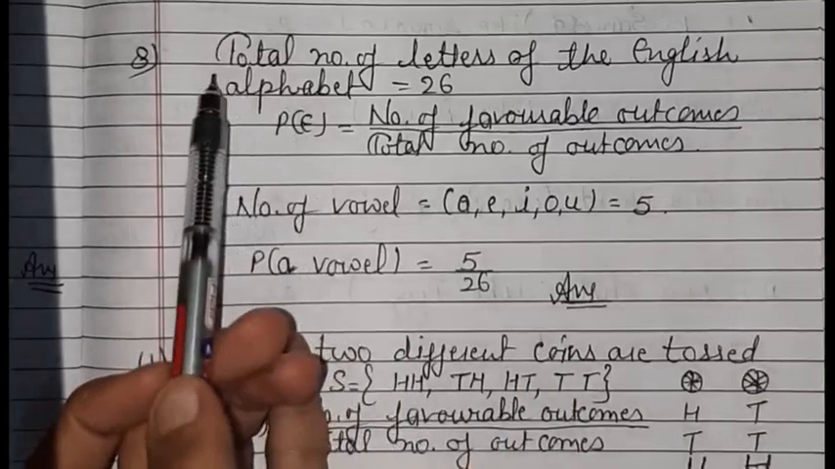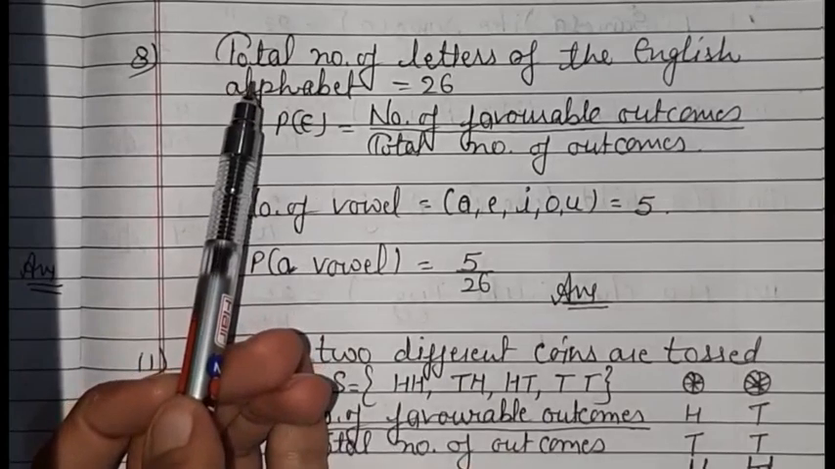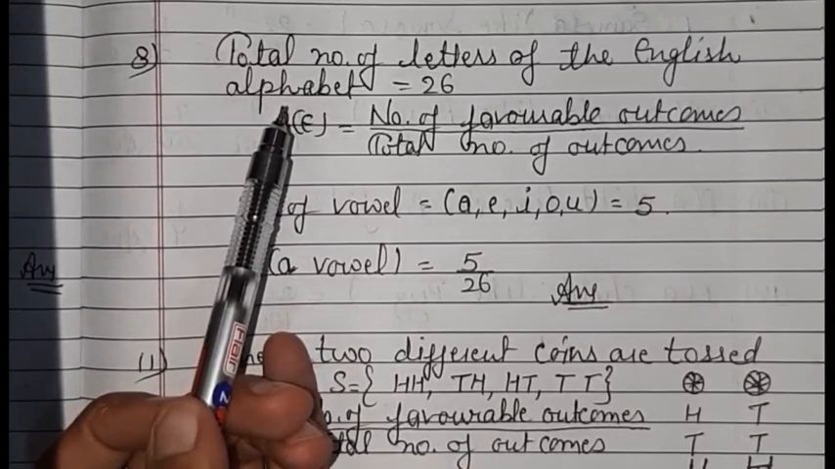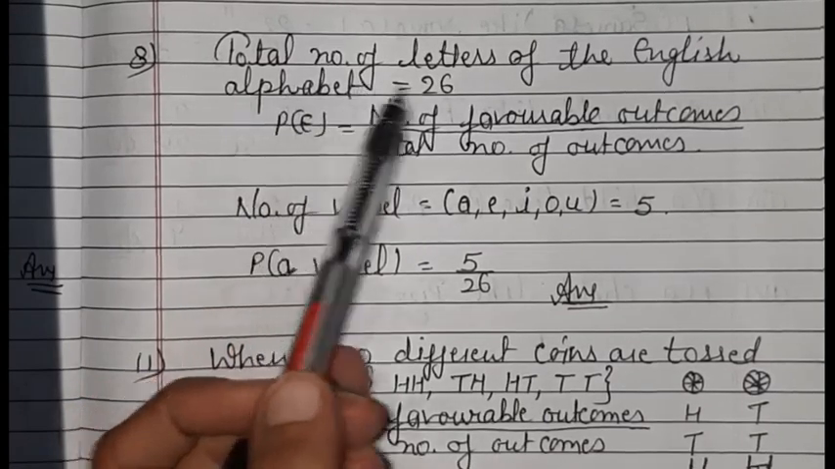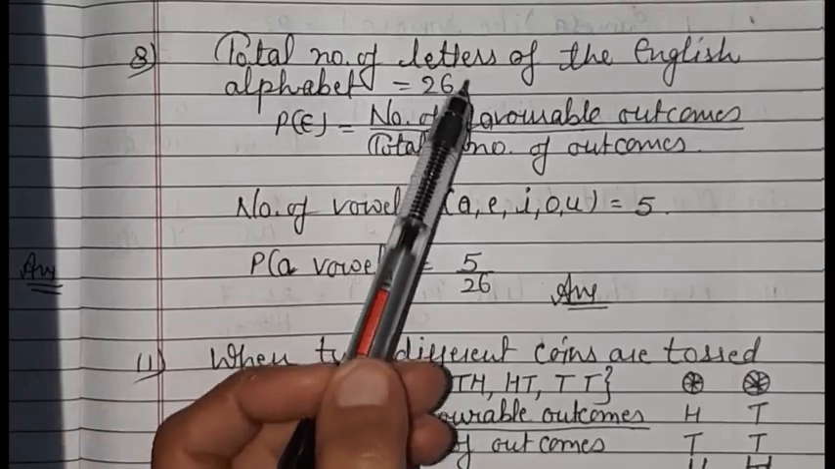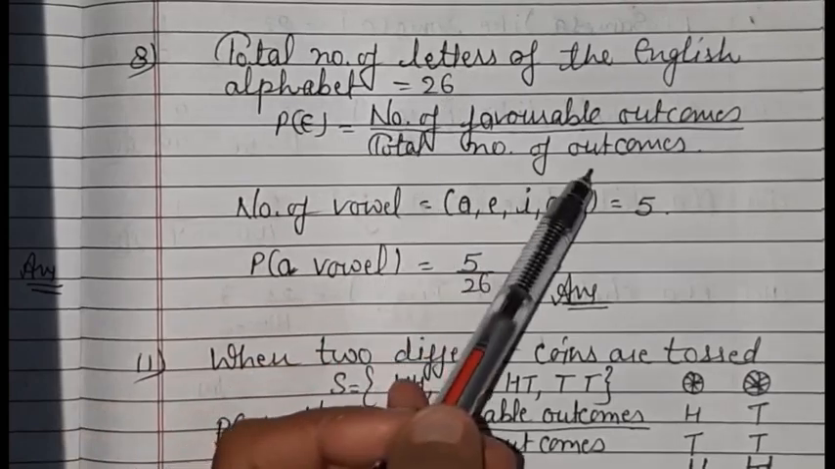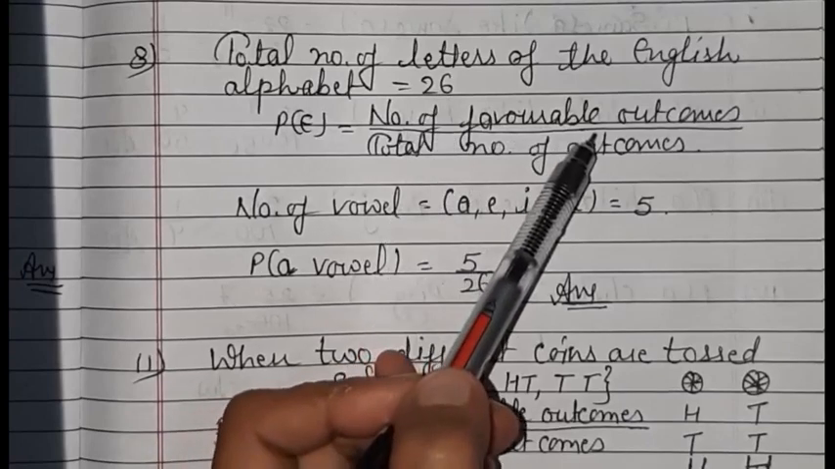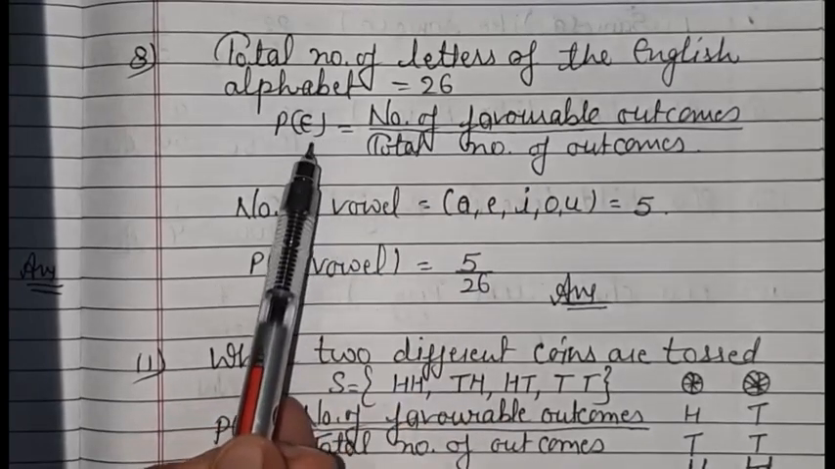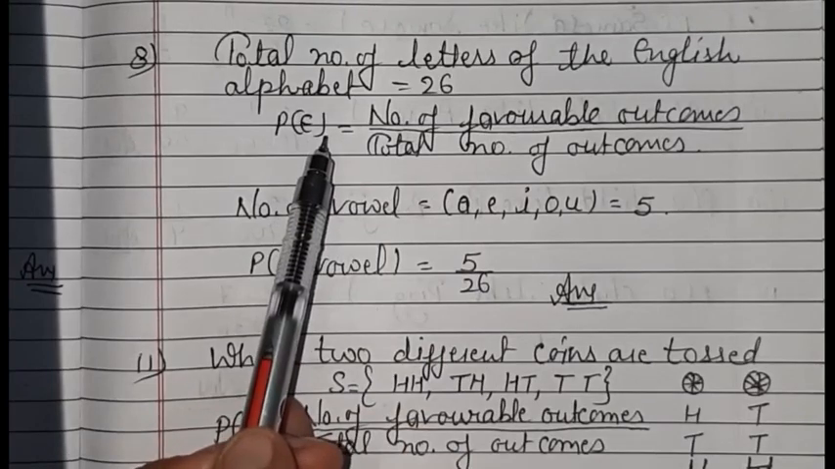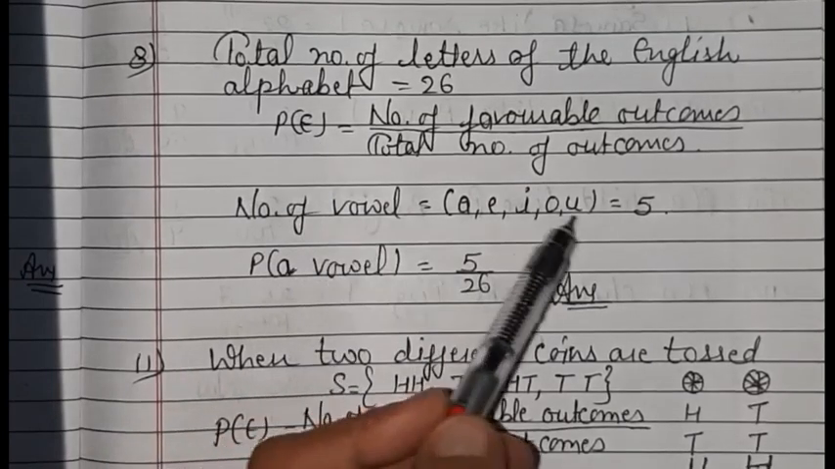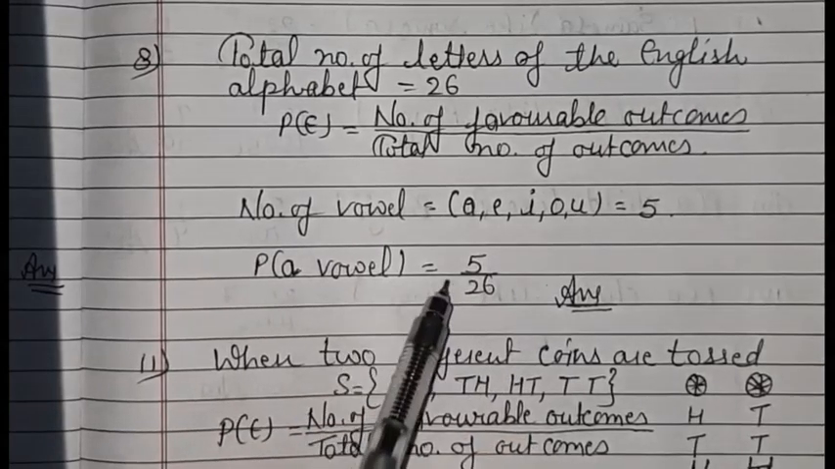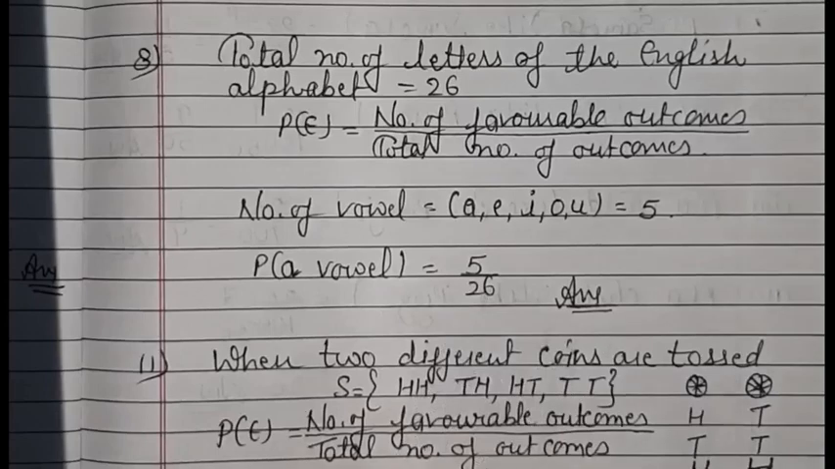Now come to the 8th numerical. They are saying, what is the probability of choosing a vowel from a bag containing all letters of the English alphabet? So we know that there are 26 English alphabets. So the total number of outcomes is 26, right? Number of favorable outcomes, we have to find out the probability of a vowel, right? So we know that the number of vowels is 5: A, E, I, O, U. So probability of a vowel is 5 by 26.